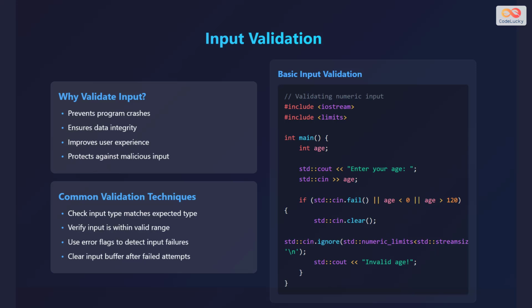After reading the input, it checks if the input failed, or if the age is less than 0 or greater than 120. If any of these conditions are true, it means the input is invalid. In that case, the program clears the error flags, ignores the invalid input, and displays an error message. Clearing the error flag means using cin.clear function, and ignoring the invalid input means using cin.ignore function. By validating the input, we ensure that the program handles unexpected or incorrect data gracefully.